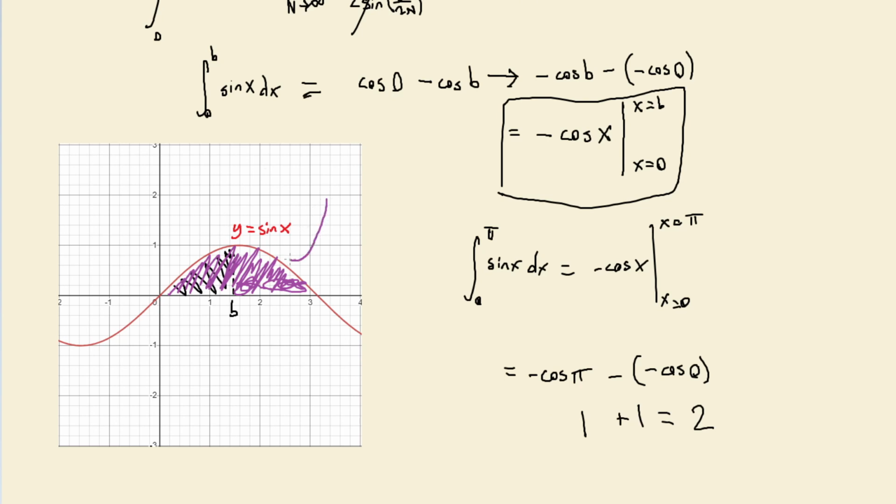And so I think that is pretty neat, that the area under this sine of x curve from just one of these humps is equal to 2 units squared. Pretty neat.